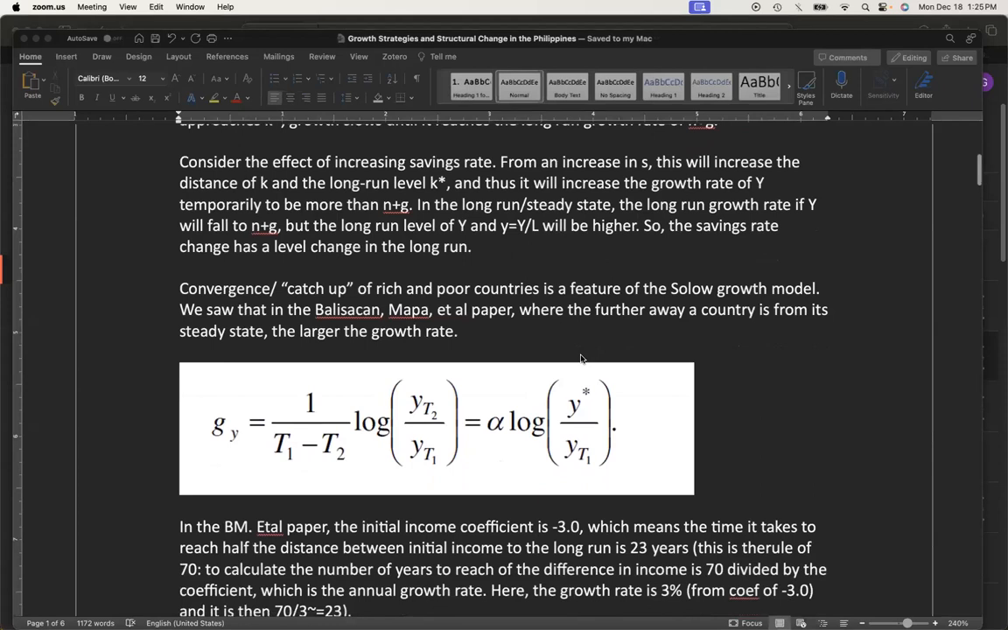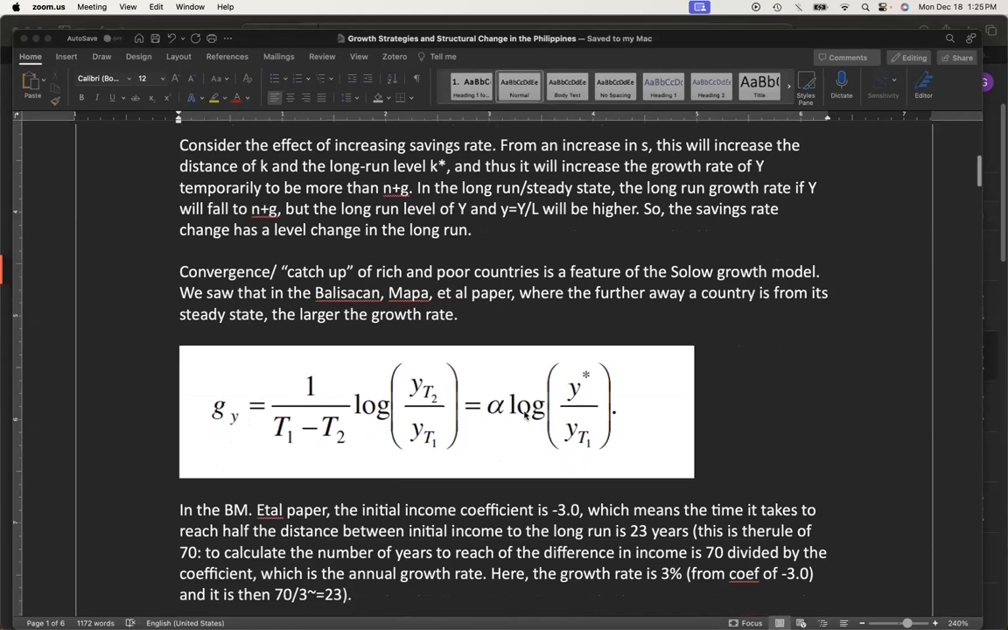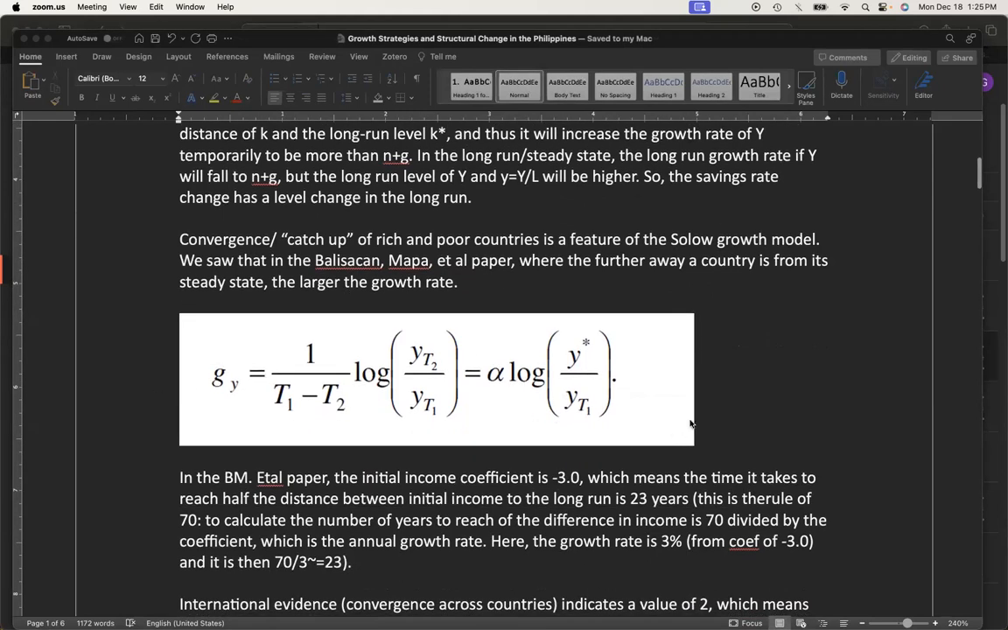Okay. So we introduced Balisacan, Mapa et al. in their paper, and they talk about catch up amongst Philippine regions. And they do confirm the prediction of the Solow model, that provinces that are poor catch up to provinces that are rich. And this is just an expression from their paper saying exactly what we've been saying. This alpha here is the slope of, well, alpha is the marginal MPK itself, right?